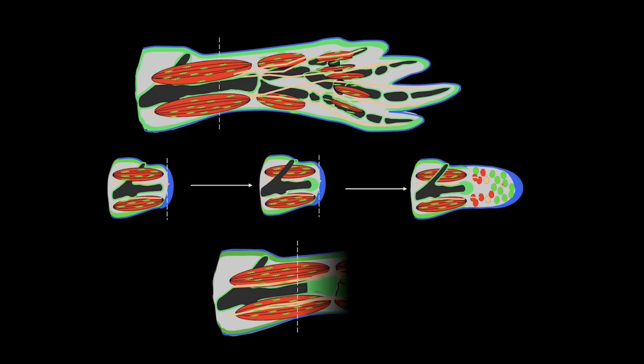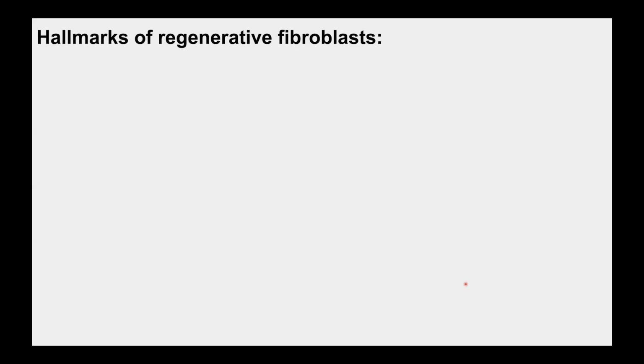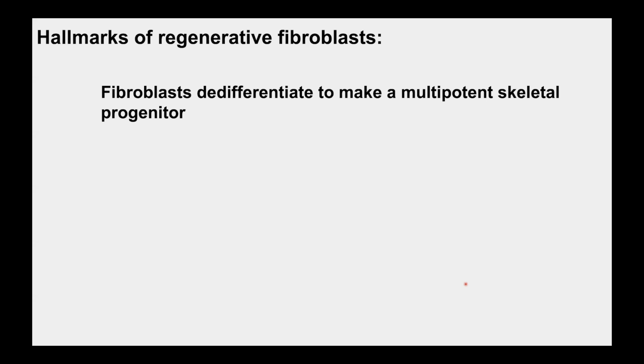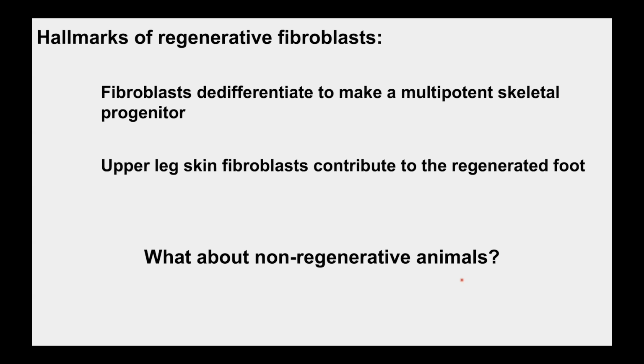They go to the tip of the blastema, and ultimately they regenerate not only themselves, but the bone, the ligaments, the cartilage in the regenerating tissue. So we think that the hallmarks of regenerative fibroblasts are that they de-differentiate to make a multipotent skeletal progenitor cell, and that upper leg skin fibroblasts contribute to the regenerated foot.